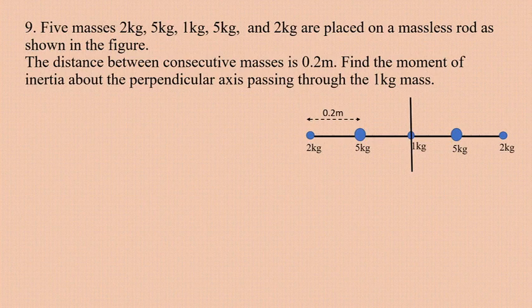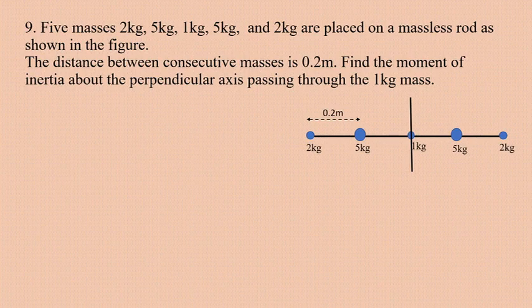So you can see in the figure that here the 5 masses are placed on a massless rod. Okay, and the distance between two consecutive masses is 0.2 meter. So we have to find the moment of inertia about the perpendicular axis that is passing through the 1 kilogram mass. Here we have 4 masses distributed around this perpendicular axis.